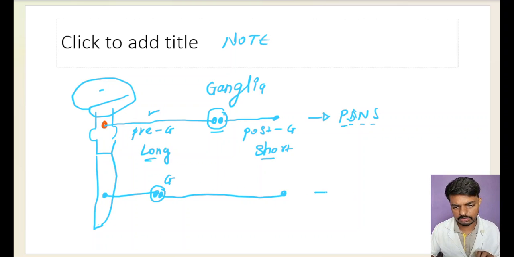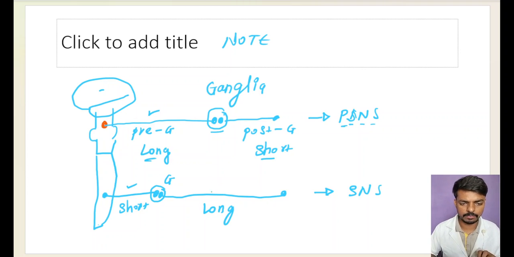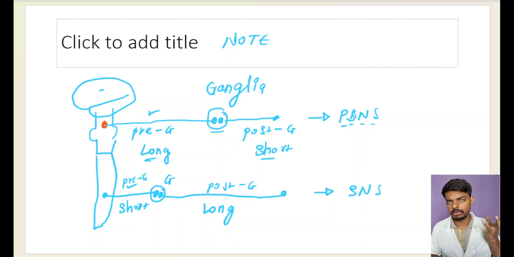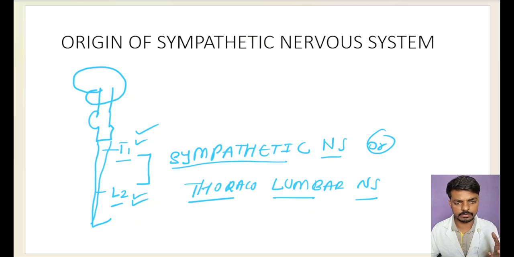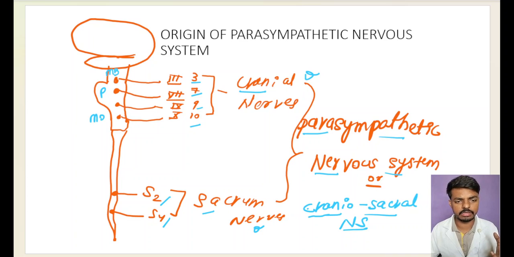So while studying the sympathetic nervous system, this is before the ganglia. Preganglionic nerve is short, and the nerve root that comes after the ganglia is long. Very important. Postganglionic is long and preganglionic is short. So you have to remember that our sympathetic nervous system originates from the thoracolumbar area, and our parasympathetic nervous system originates from the craniosacral area.